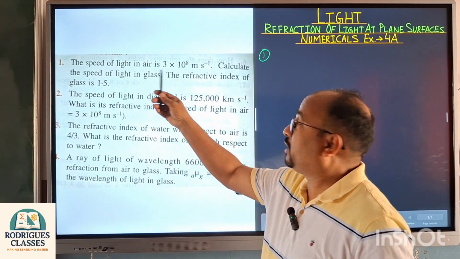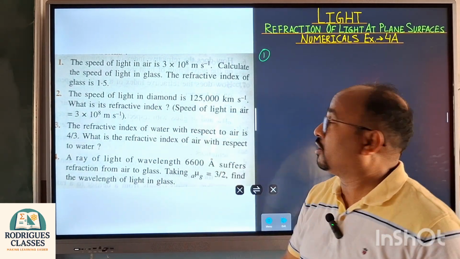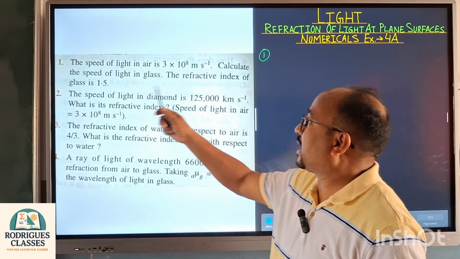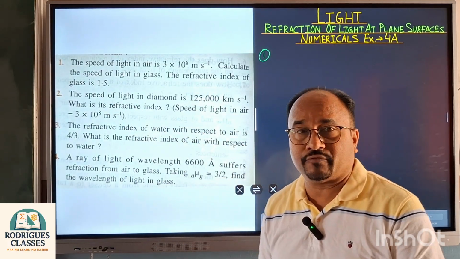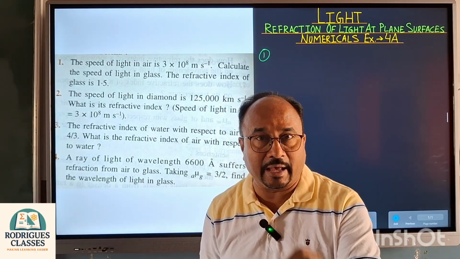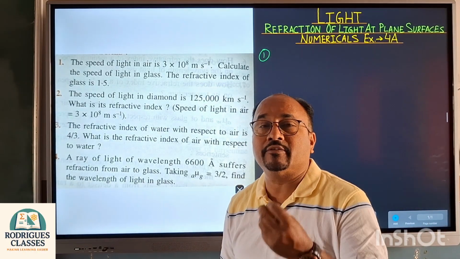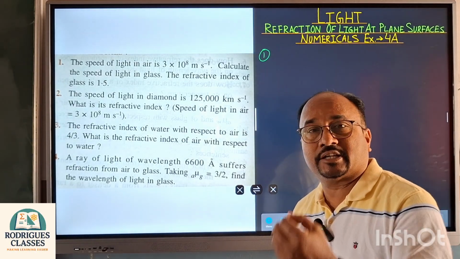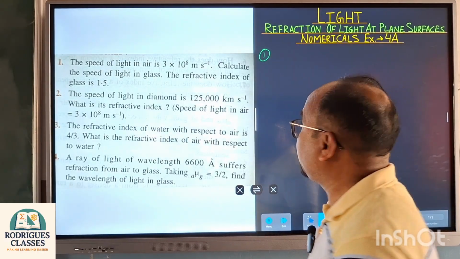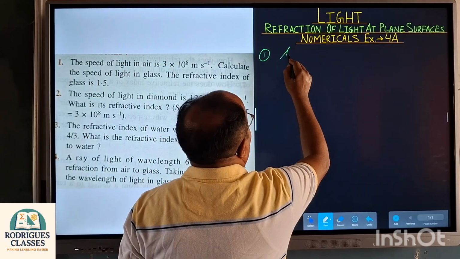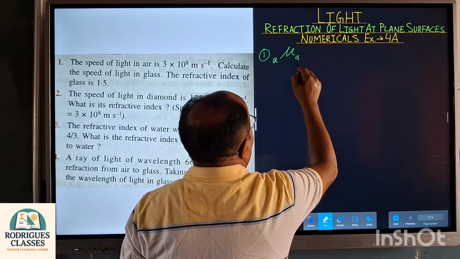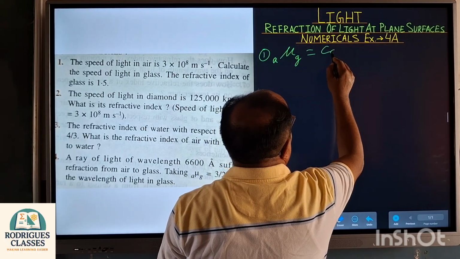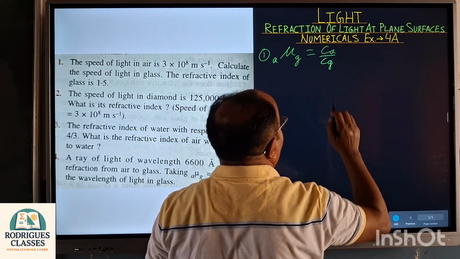The first one: the speed of light in air is 3 into 10 to the power 8 meter per second. Calculate the speed of light in glass. The refractive index of glass is 1.5. If it is told refractive index of glass, it means it is absolute refractive index, meaning the light is coming from air to glass. So we will make use of the refractive index formula involving the speed of light. We write refractive index of glass with respect to air, A mu G, that will be speed of light in air by speed of light in glass.